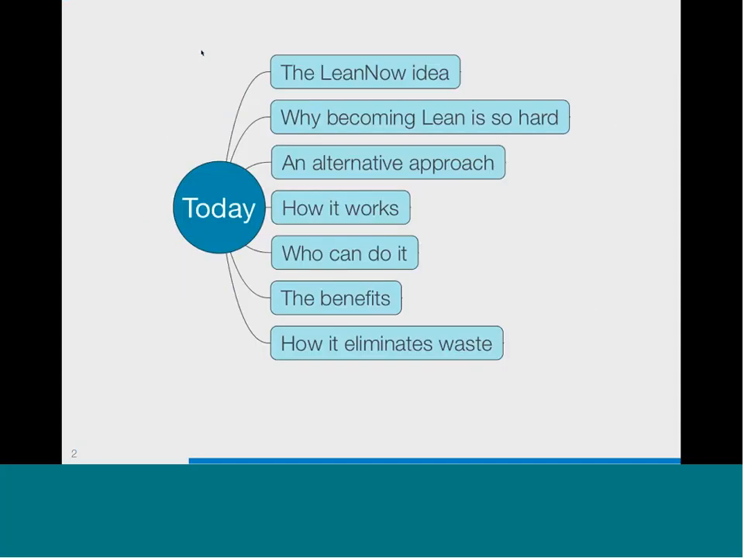So today, in the next 50 minutes or so, I'd like to talk about several ideas that I think can change the way we think about implementing Lean in most of the organizations that we work in. I want to talk about the LeanNow idea, what it means and how it came to be, talk about becoming Lean and why it's been so hard for many organizations, talk about an alternative approach which actually breaks some of the rules of traditional Lean in order to make it fast and powerful for many organizations, how it works, why we're able to do this, and why we're able to break the rules and still accomplish effective results in Lean, what the benefits are to taking this approach versus the traditional approach to Lean implementation, and finally talk a little bit about how this approach eliminates waste, which is one of the core values of Lean.